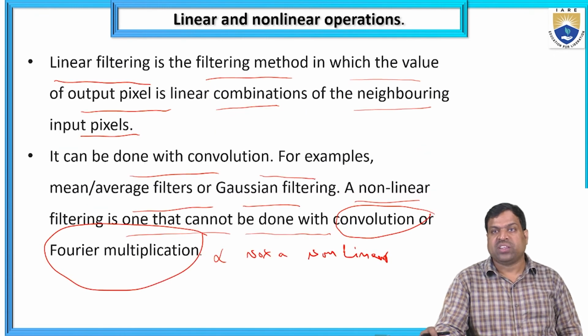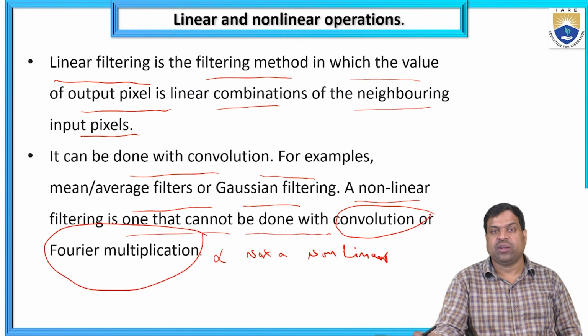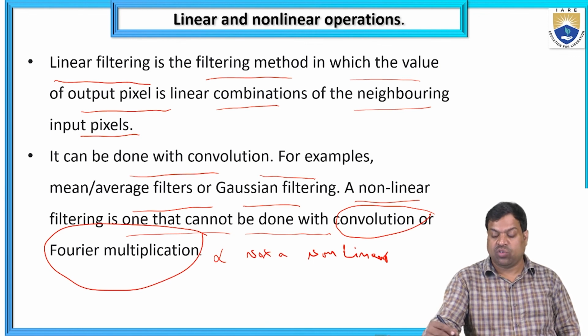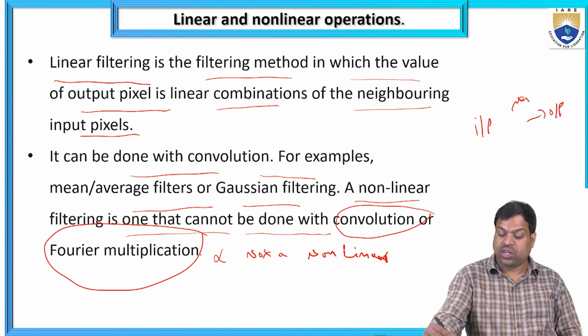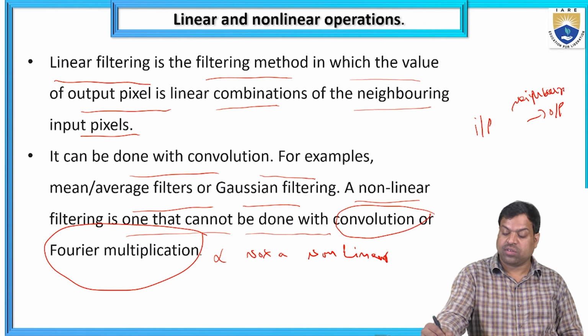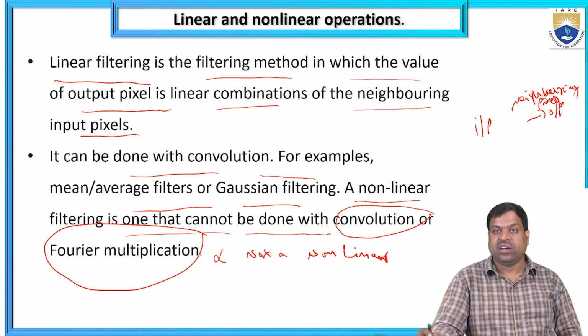Okay, so the linear filtering method. What is a filtering method? It means reducing the noise or sharpening edges. Okay, those are the filterings. So how many types of filtering are there? Linear filtering and non-linear filtering. So what is linear filtering? In linear filtering, the value of the output pixel is a linear combination of the neighboring input pixels. Okay, input and output, I am taking the neighboring pixels. That is linear, and it can be done with the mean average filter and Gaussian filter.